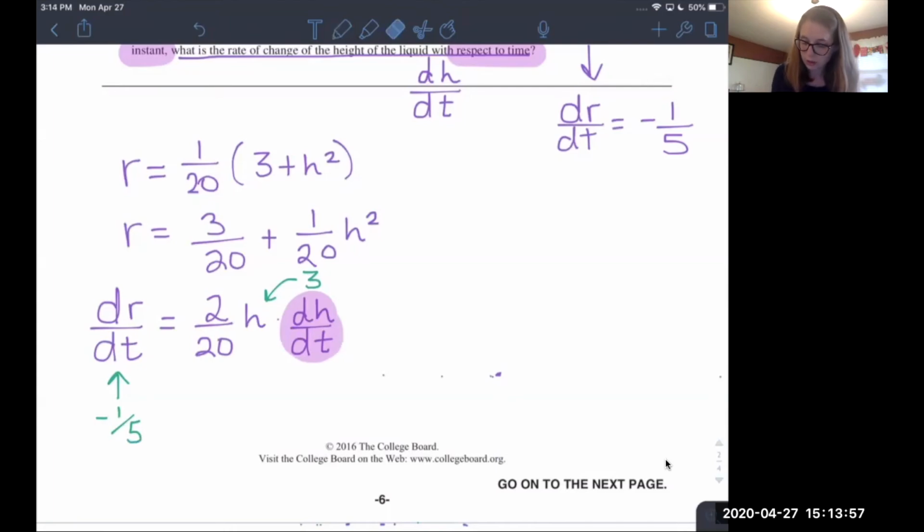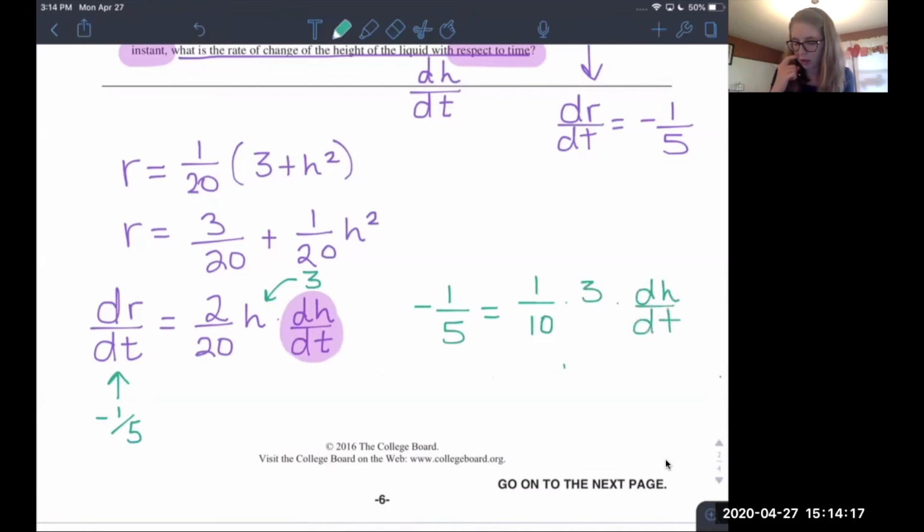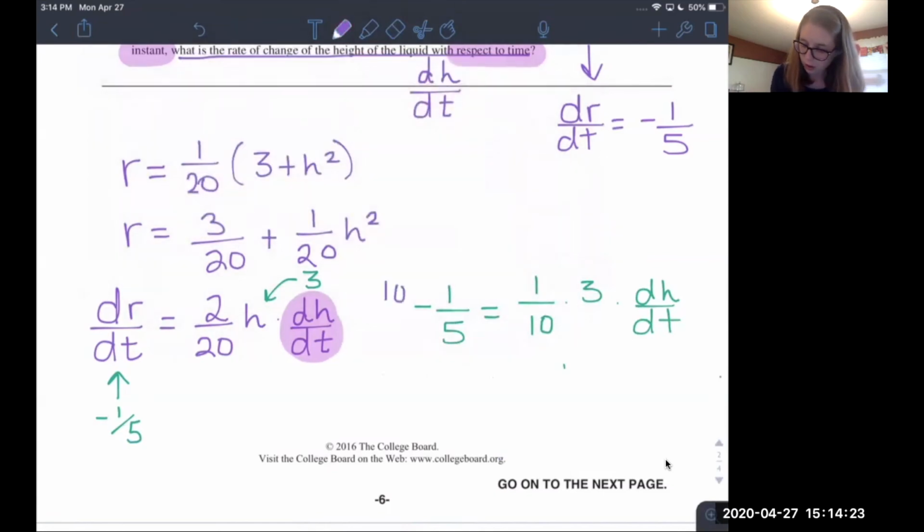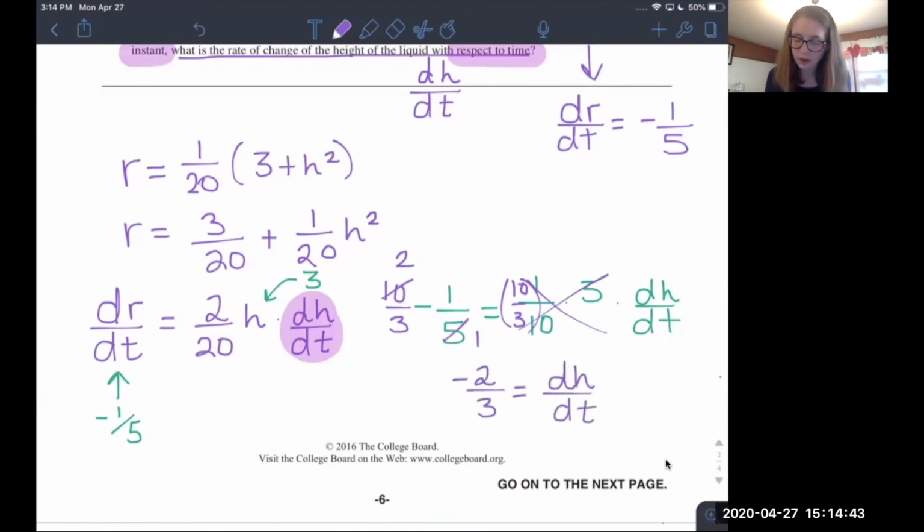I'm going to go over to the side and solve for dh dt, which is going to be pretty easy. Negative 1/5 is equal to 1/10, because I'm reducing the 2/20, times 3 times dh dt. I'm going to multiply both sides by 10/3 to cancel out what I've got on this side. If I cancel, make that a 2 and make that a 1, I'm going to end up with negative 2/3 equals dh dt.